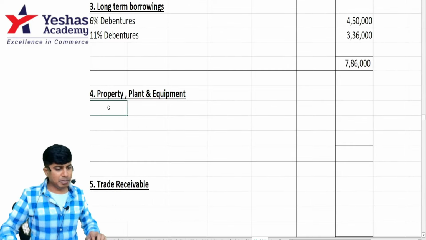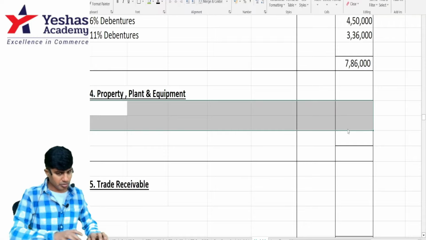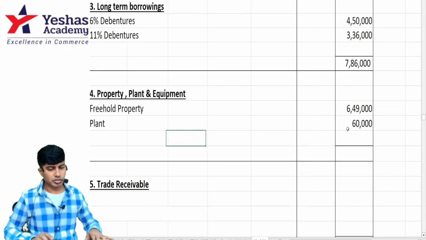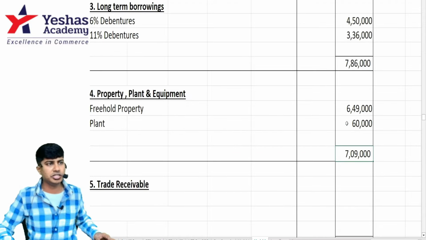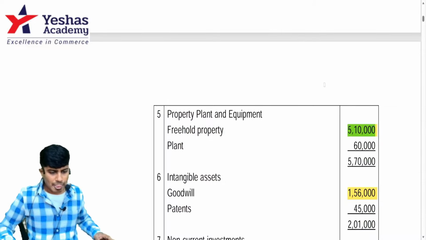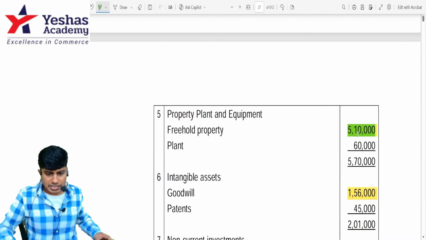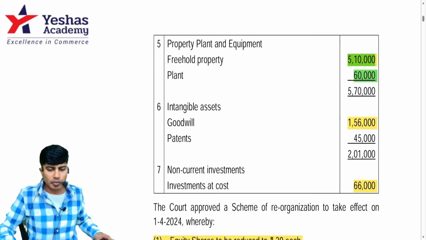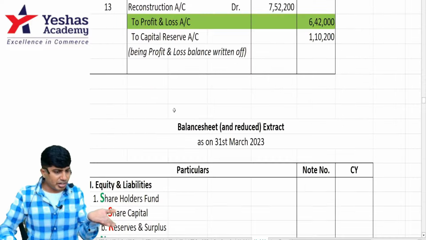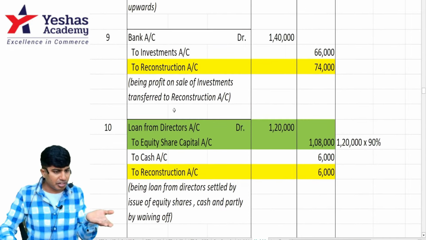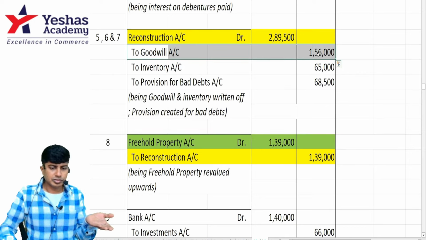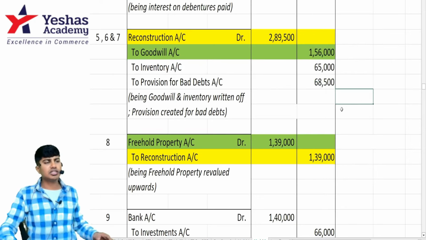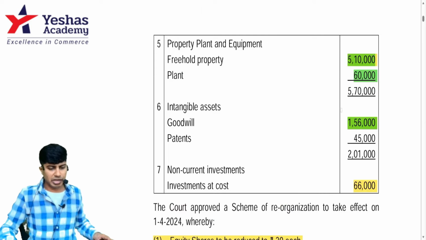The other asset, plant, we did not touch. We did not change anything. As it is 60. Together 7 lakh. I hope this is not fast. Then plant 60 done. Goodwill 1 lakh 56 was there. We've written off here. 1,56,000 is gone. So it will not appear in the balance sheet.